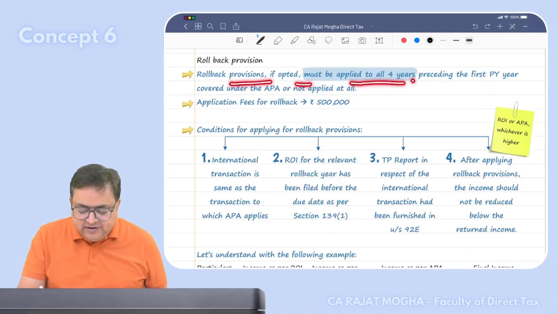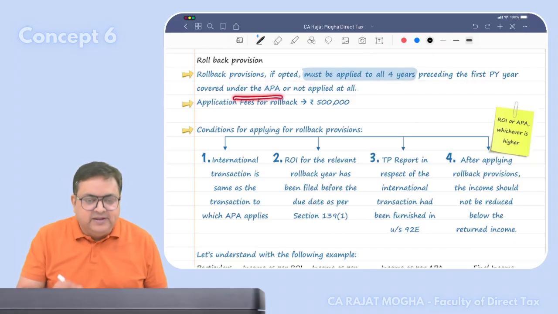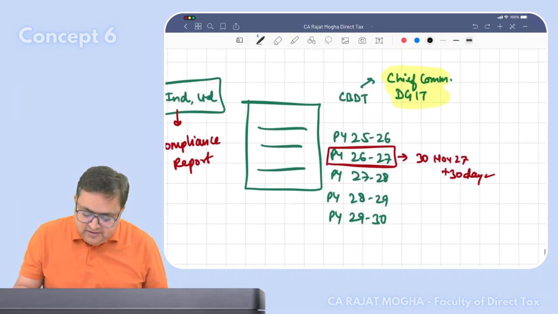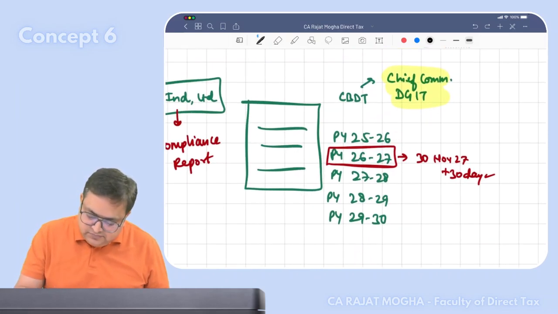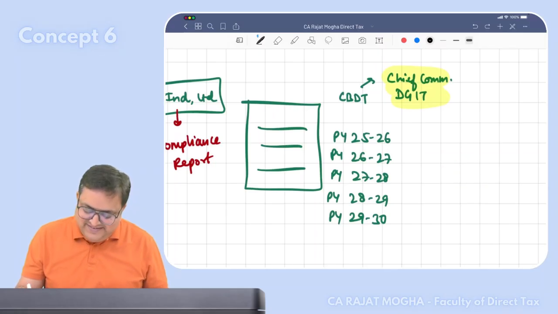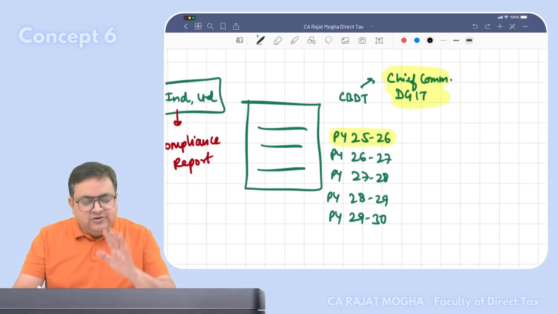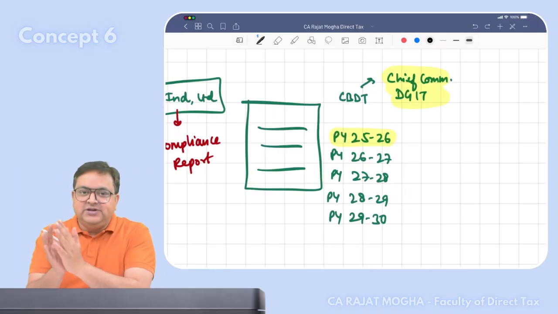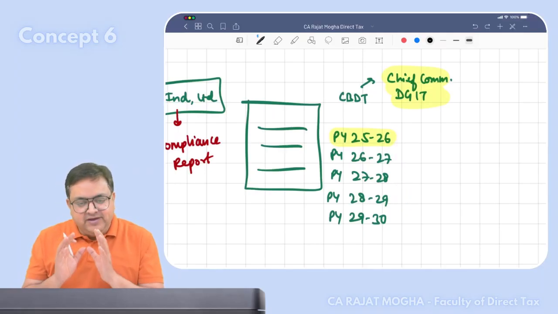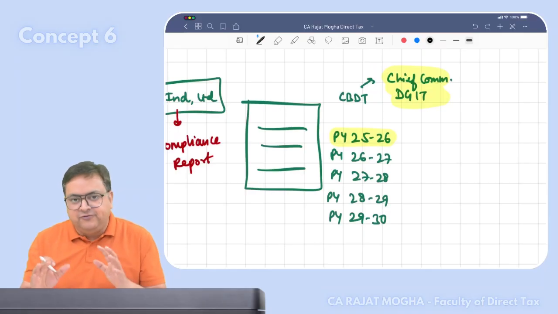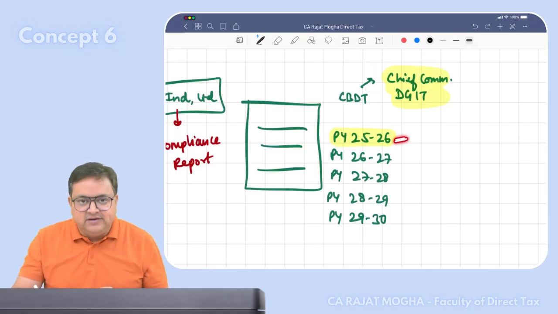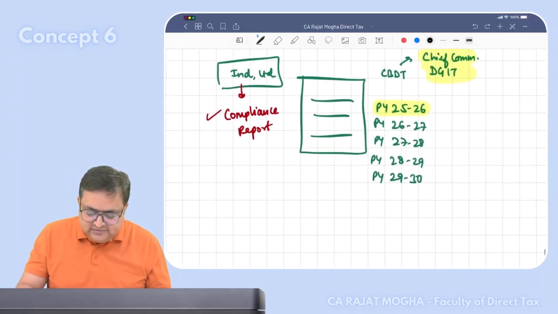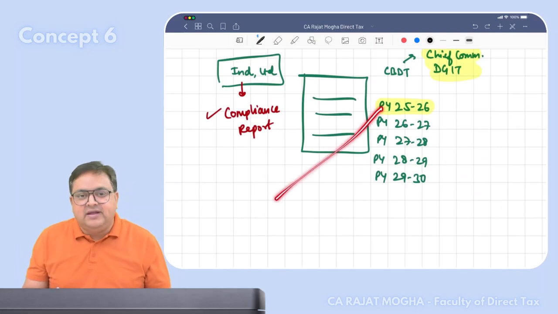It should be applied to all 4 years preceding the first previous year covered by the APA. Understood? Preceding the first year. See, this was the first year. Let me erase this, otherwise you will get confused. Okay. So this is the first year for which APA was taken. So let's say you have taken the APA for 5 years. Can you take the APA for 3, 4, 5 years? For future years, we have this facility that we can go for a maximum of 5. We can go for 3, 4 also, right? So let's say this is the first year for which APA is applicable for 5 consecutive years. So can you go for rollback? Yes. So you can go for rollback for the last 4 years preceding that.